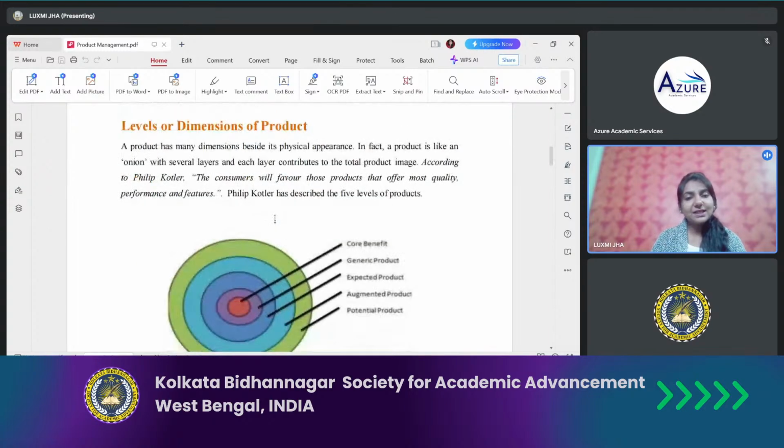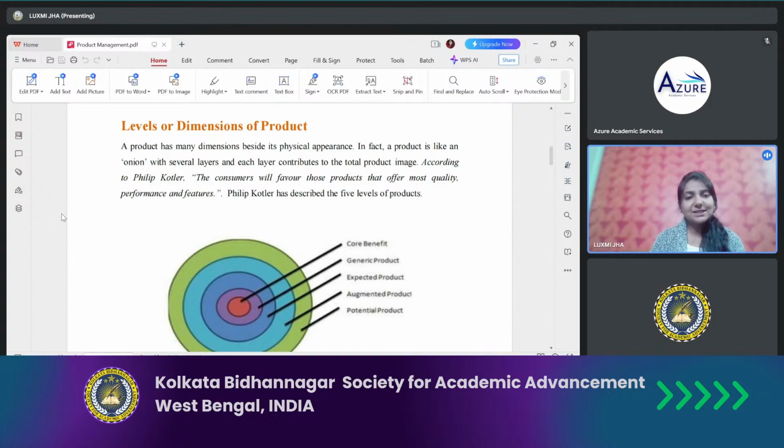Coming to the levels and dimensions of product. When we talk about the product, as we have discussed, the product offers ample things associated with it, which give satisfaction to our consumers. So in this regard, we have different levels of the product. A product has many dimensions besides physical appearance. It's not only the physical appearance of the product which attracts the attention of the consumers. Rather, the other qualities associated with the product also enhance it and help the seller to attract the attention of the buyers.